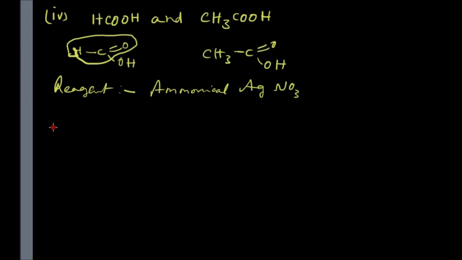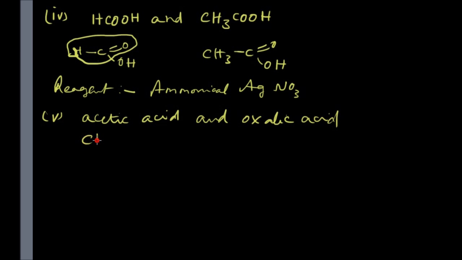The fifth pair consists of acetic acid and oxalic acid. Acetic acid, you know, is ethanoic acid, and oxalic acid is a dicarboxylic acid, COOH, COOH. One is a monocarboxylic acid, the other one is a dicarboxylic acid. But both react in the same way when you perform tests that are characteristic of carboxylic acids. So, which test shall we choose now to distinguish one from the other?